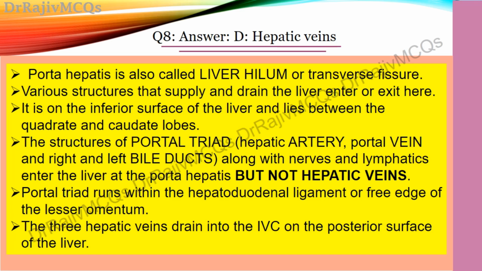The structures of the portal triad, namely hepatic artery, portal vein, and right and left bile ducts, along with nerve and lymphatics, enter the liver at the porta hepatis, but not hepatic veins. The portal triad runs within the hepatoduodenal ligament or the free edge of the lesser omentum. The three hepatic veins, right, middle, and left, are intrahepatic. These drain into the inferior vena cava on the posterior surface of the liver. These do not emerge through the porta hepatis.